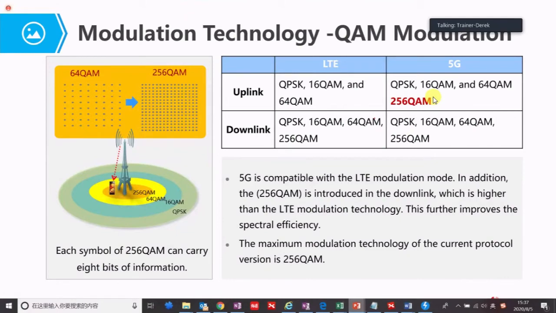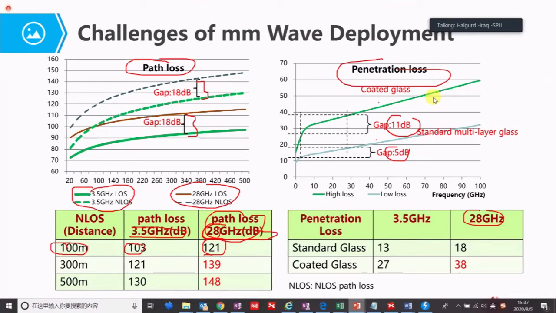And for modulation technology, please. Excuse me, what does NLOS stand for? What is the meaning of LOS and NLOS? It's line of sight, non-line of sight. Yes, line of sight, and the N means none, none of sight.